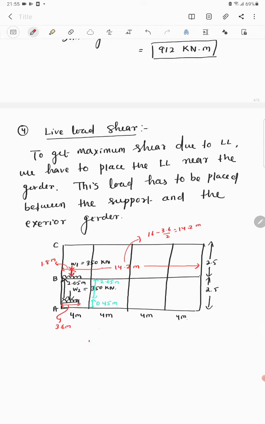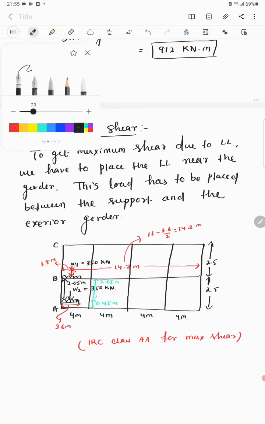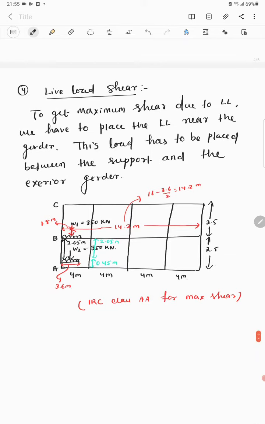Okay, so this is the figure showing the location of IRC class AA tracked vehicle for maximum shear value. So this is the position of the loading. So next we will calculate what will be the reaction on the outer girder, that is A.